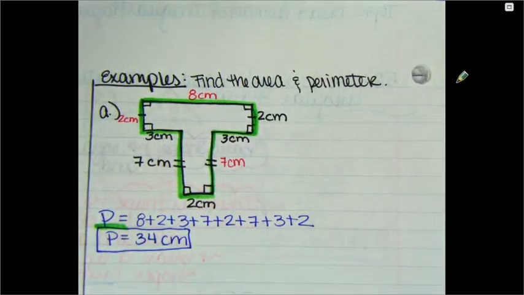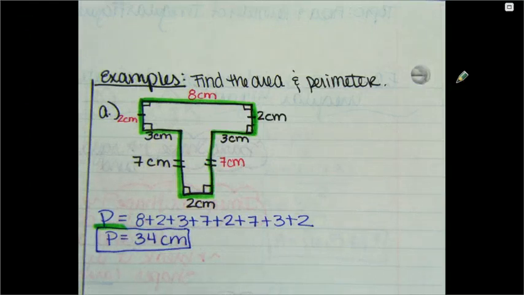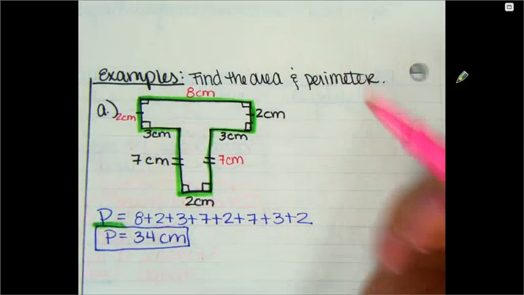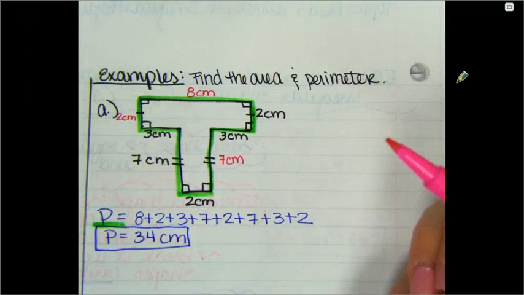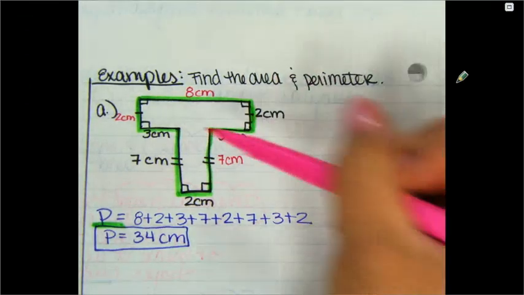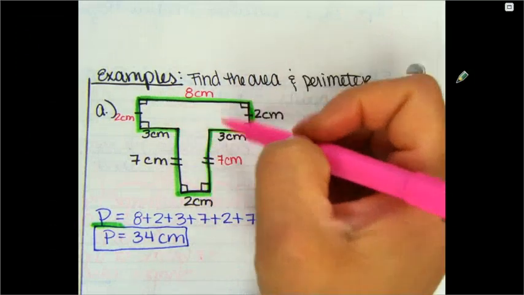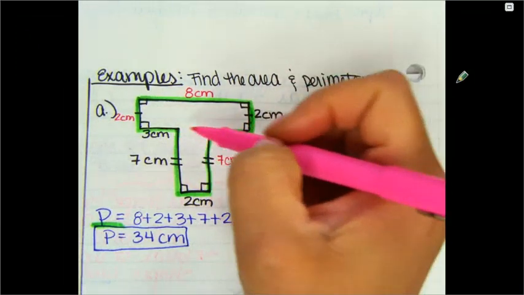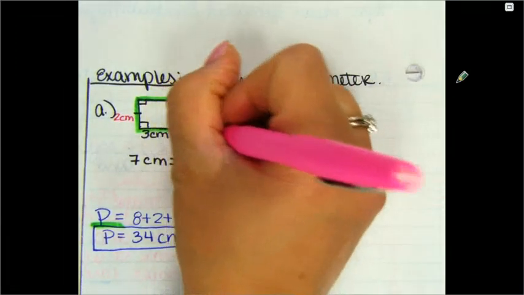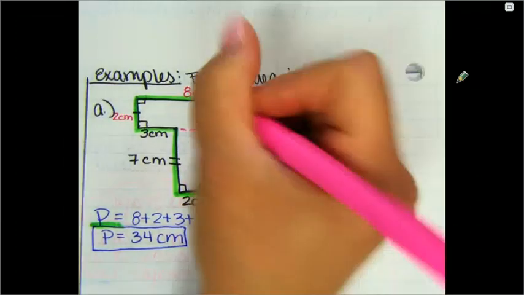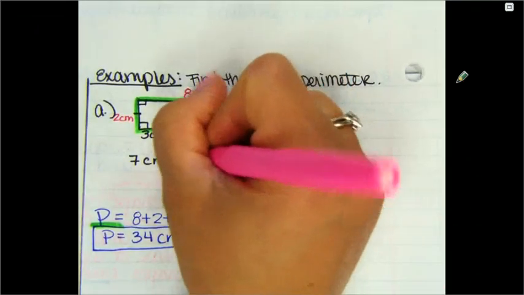In order to find area, though, I need to break it up in how many shapes? At least 2. Could I break it up into more? Yeah, I could. Where do you want to break it up? Where it splits right here? Could you break it up here? And here? You could. Does it really matter? No. So there's my break. Shape 1, shape 2.